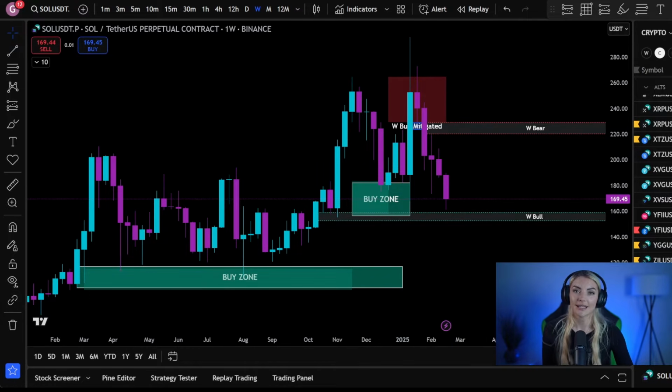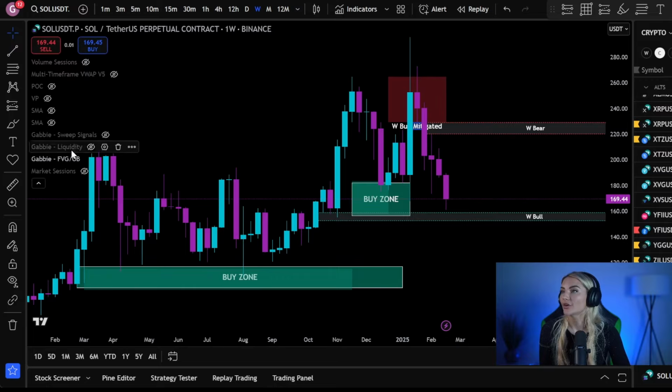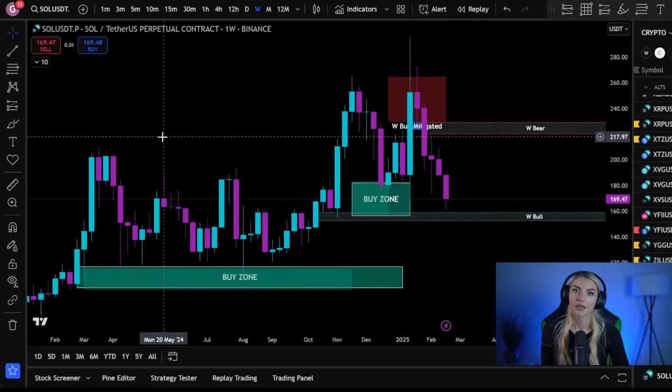Now, the first indicator, when you add the indicators, by the way, you're going to get 3 indicators. So the first one is going to be the fair value gaps and the order block indicator, Gabby fair value gaps order blocks, right? So this is what you're going to get with the first indicator, and this is one of the basic ones that I believe every trader that trades price action needs to understand, right?